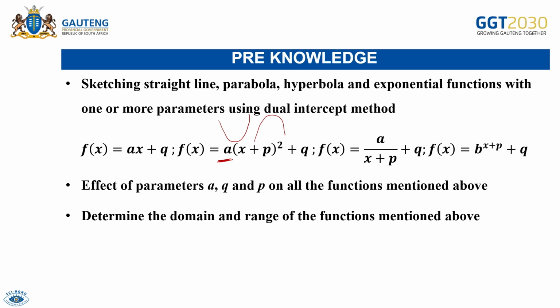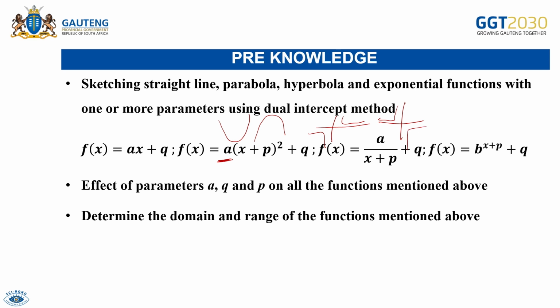And then let's move to a hyperbola. For the hyperbola, we've got f of x equals a all over x plus p, plus q, whereby your a tells you about the shape of your graph. So if your a is positive, it is going to have an arm in the first quadrant and in the third quadrant. And if your a is less than 0, then your arm is going to be in the second quadrant and also in the fourth quadrant.